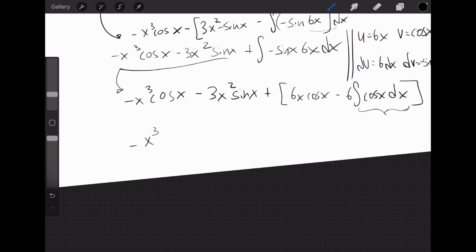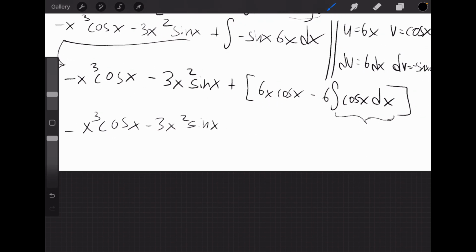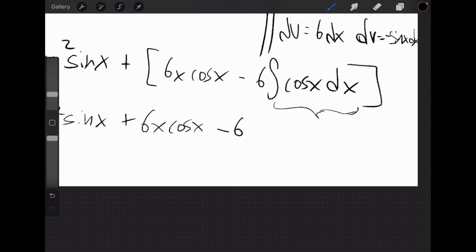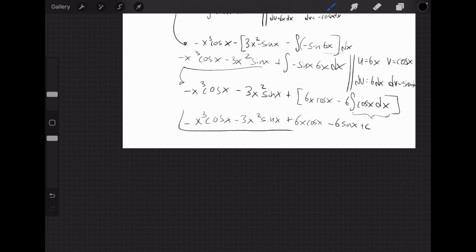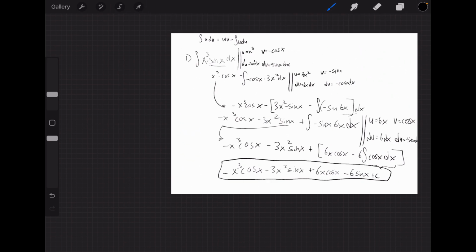So negative x cubed cosine x minus 3x squared sine of x plus 6x cosine of x minus, and then bring the 6 out, 6 sine of x plus C. And that's the complete answer.